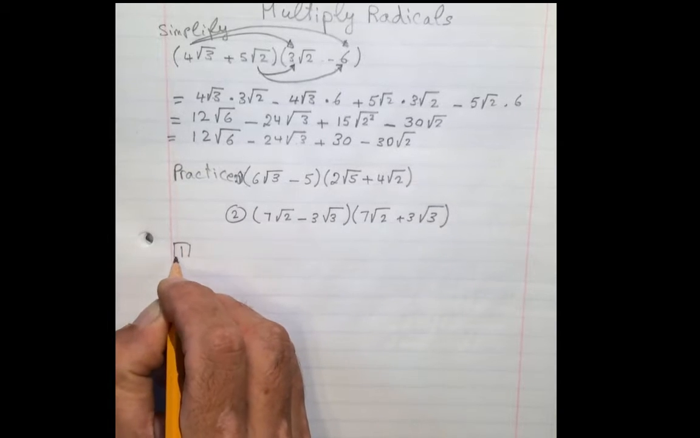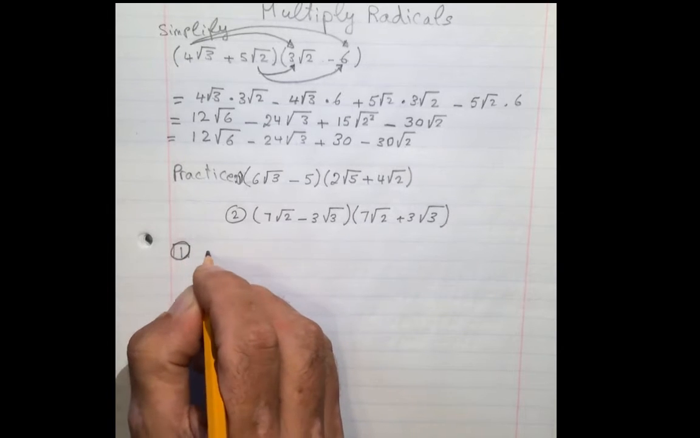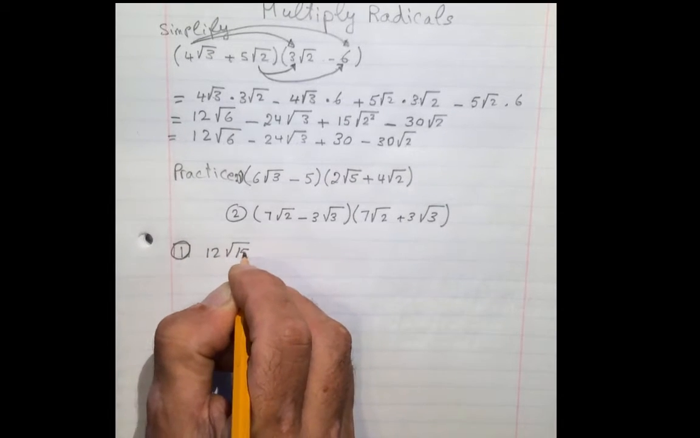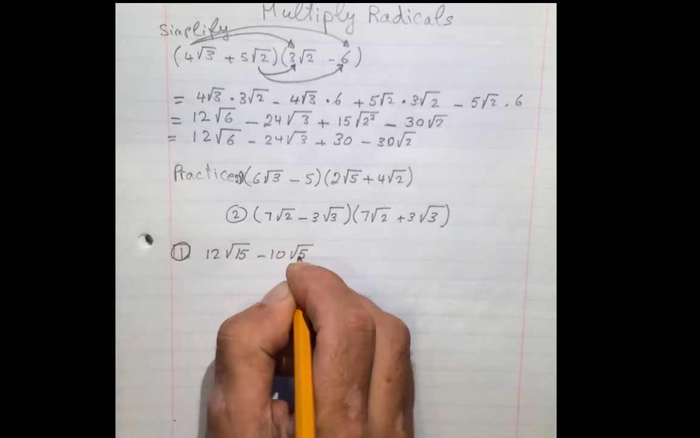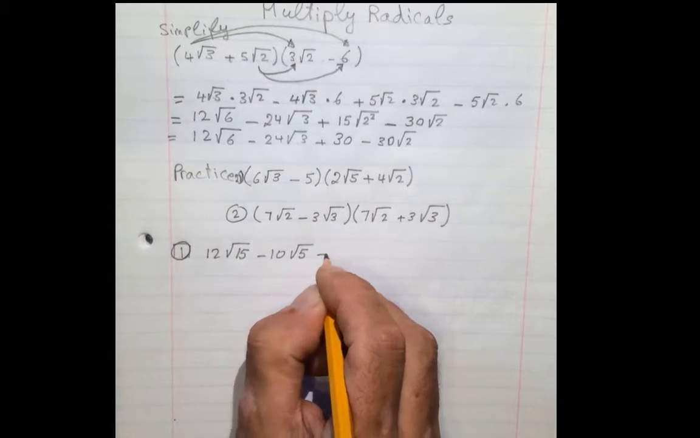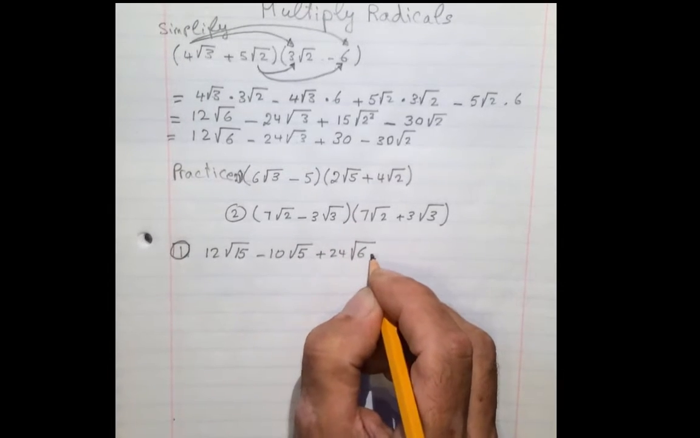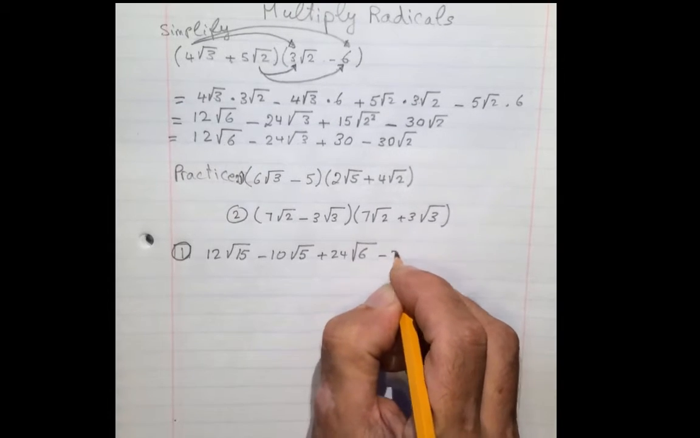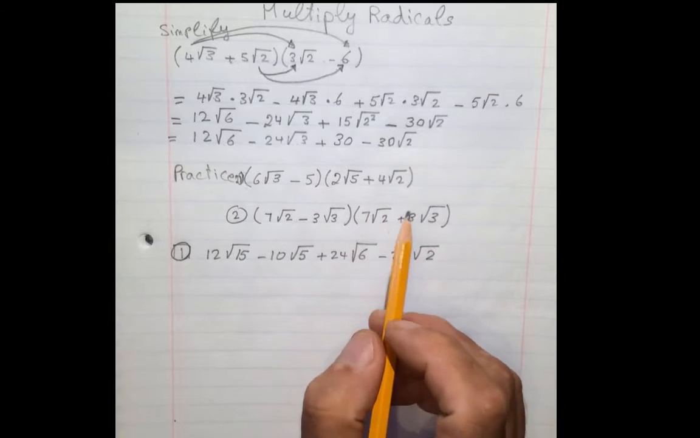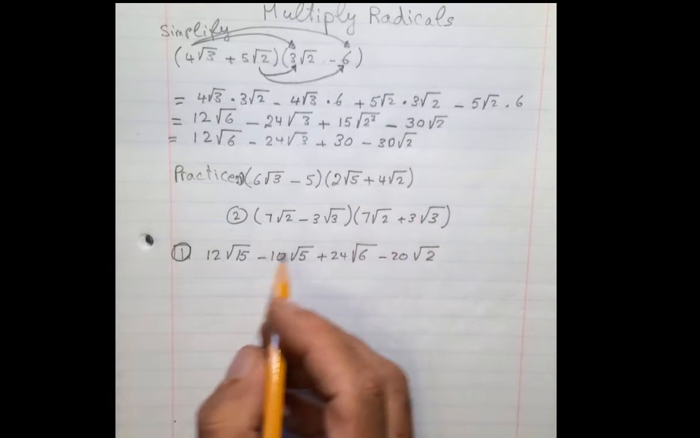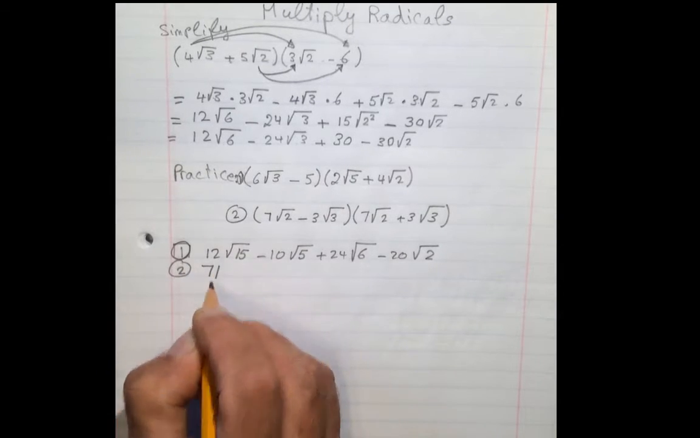The final answer for the first problem is going to be 12 square root of 15 minus 10 square root of 5 plus 24 square root of 6 minus 20 square root of 2. The answer for the second problem is going to be 71.